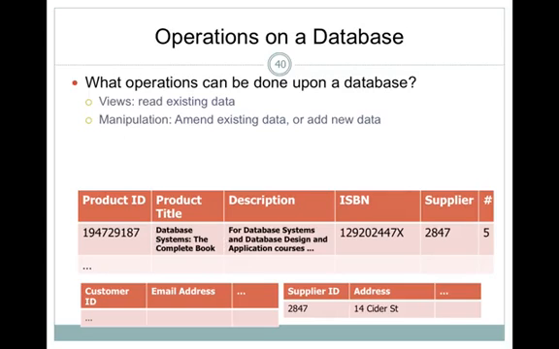An example of a manipulation could be to change the number of copies that we have in stock of a particular book if a book is sold. Or maybe one of the suppliers moves to a different address and we need to manipulate the database by updating the address of that supplier.